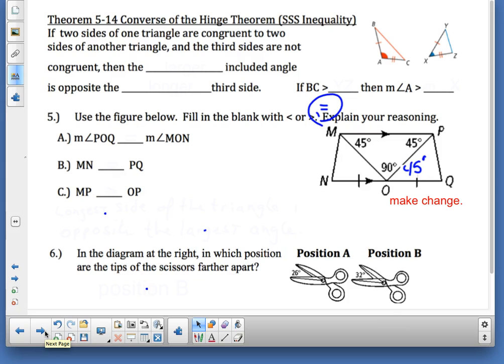Remember, this is a side-side-side inequality. The converse of the hinge theorem states if 2 sides of one triangle are congruent to 2 sides of another triangle, and the third sides are not congruent to each other, then the larger included angle is opposite the longer third side. The larger included angle is opposite the longer third side. It's just the converse of what we just did. So they're connected.